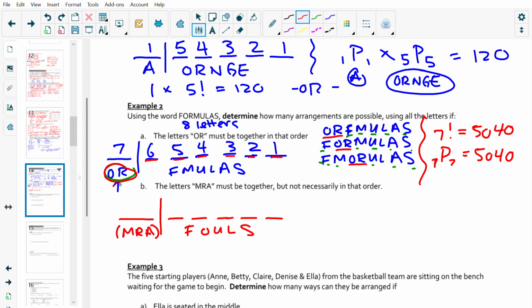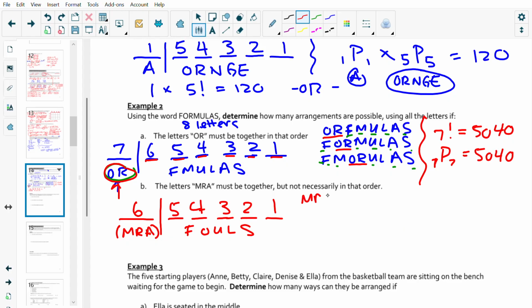So if we keep the MRA, kind of like an example with this OR, if you keep the MRA as one block of letters and it moves around, there's 6 times 5 times 4 times 3 times 2 times 1 combinations of MRA and FOULS.